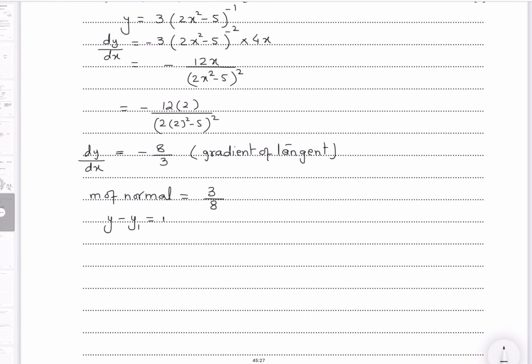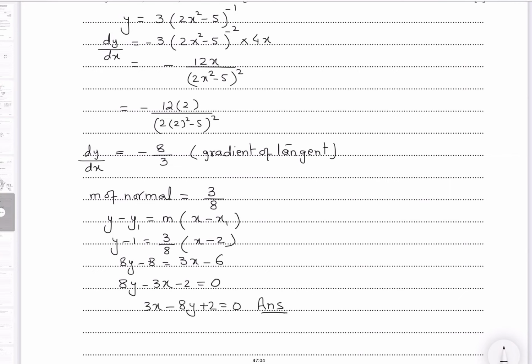Now find the equation of the normal by writing y minus y1 equals m into x minus x1. So y minus 1 is equal to 3 over 8 into x minus 2. Simplify it. You write the value of x first, so make it positive. So this will become 3x minus 8y plus 2 equals 0. This is your answer.